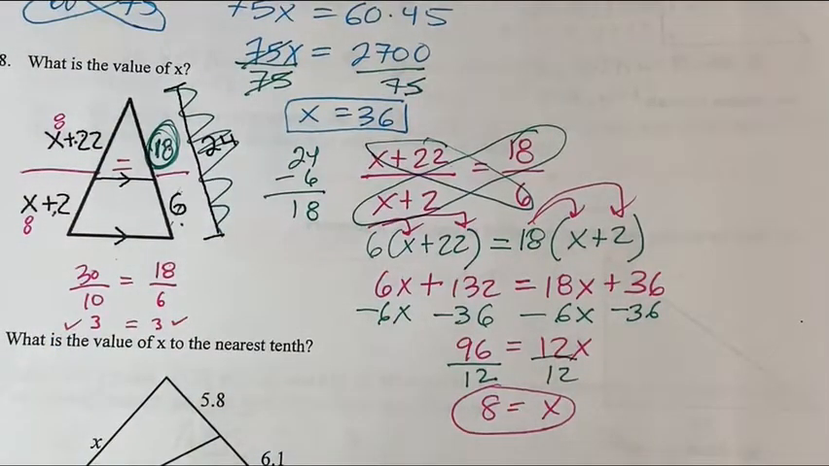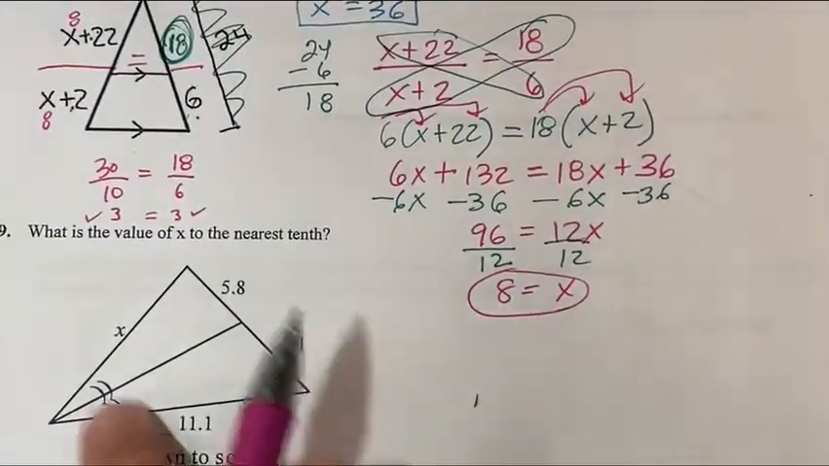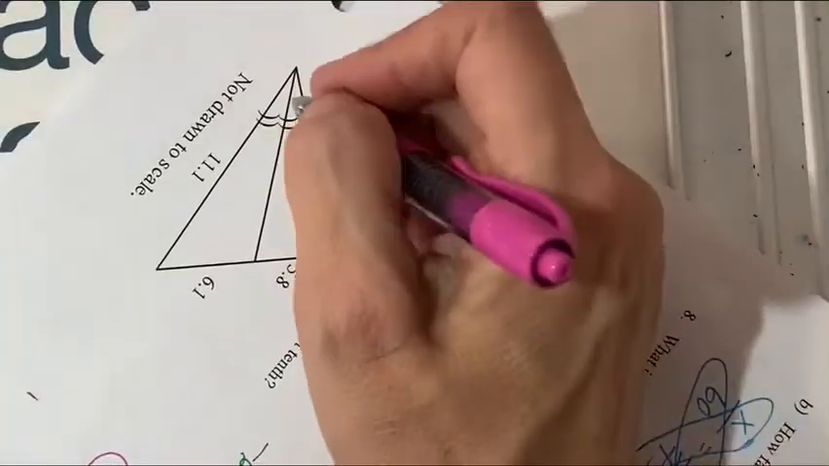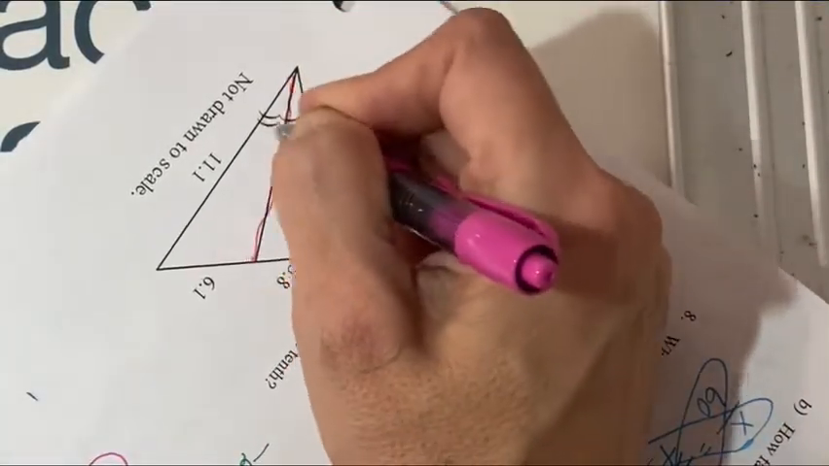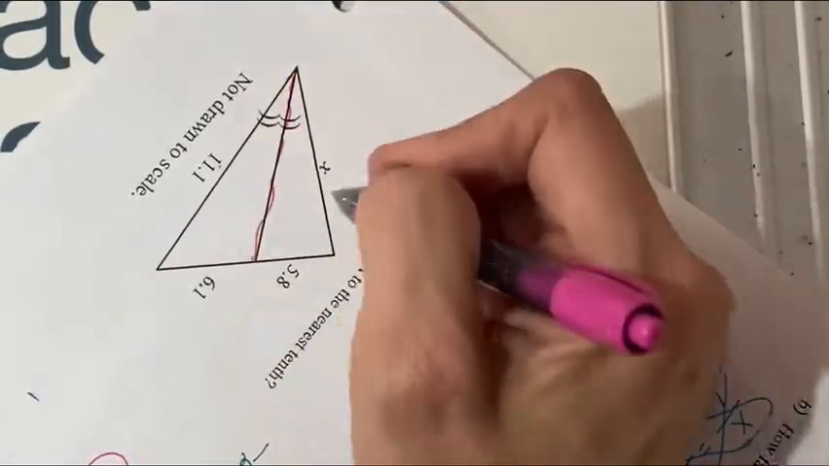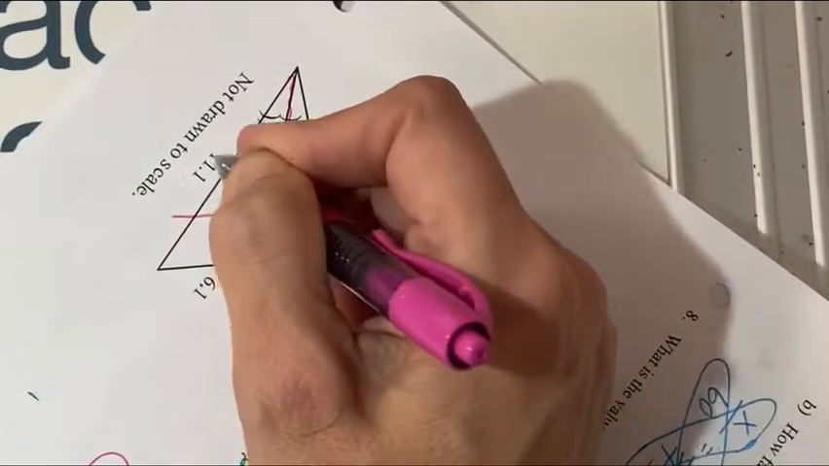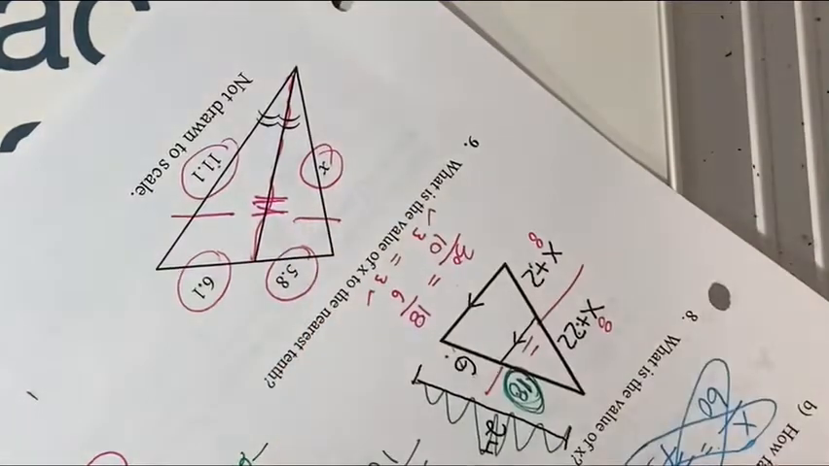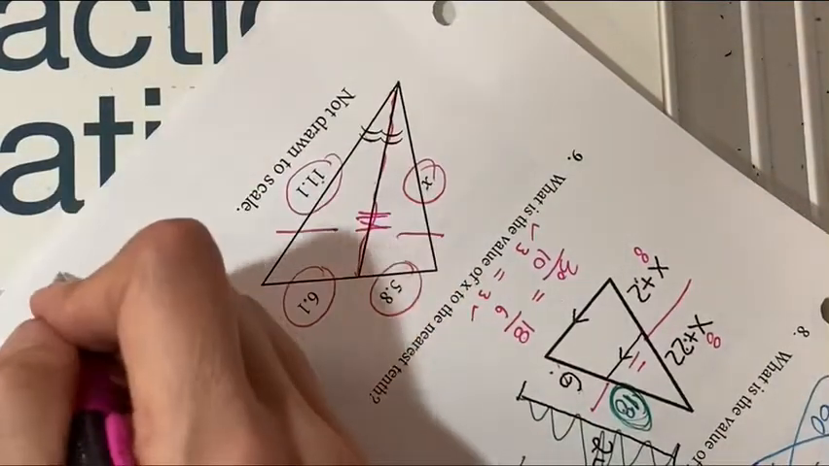Good job, guys. Okay. This one sets up just like side splitters, but you need to turn it, right? If a skier skied down a mountain and cut that angle in half, these two would make the same ratio with this one. This over this is equal to this over this. Okay, let's set that up.